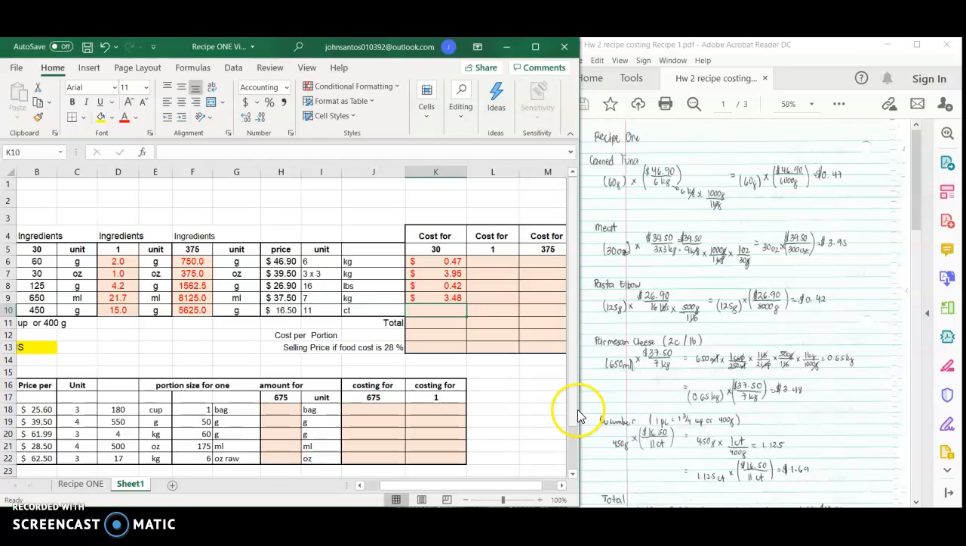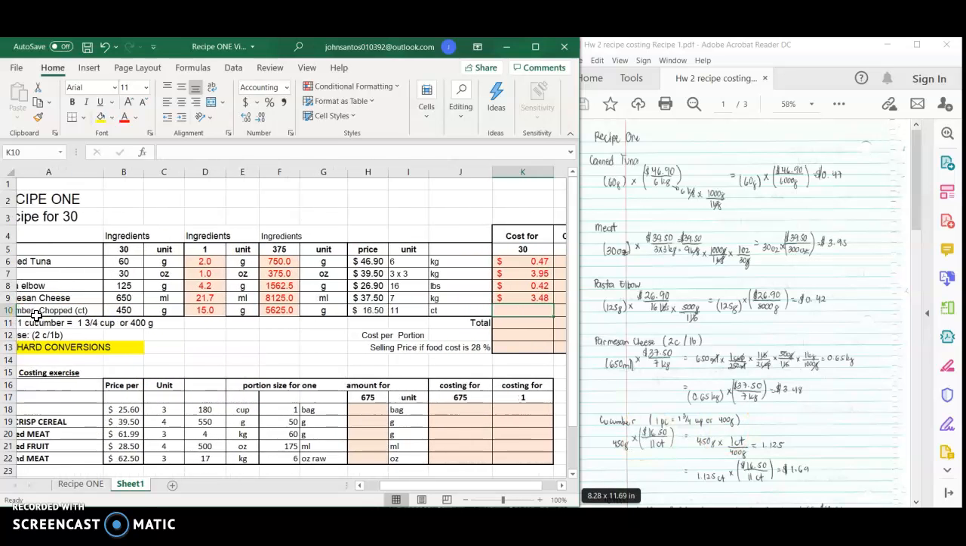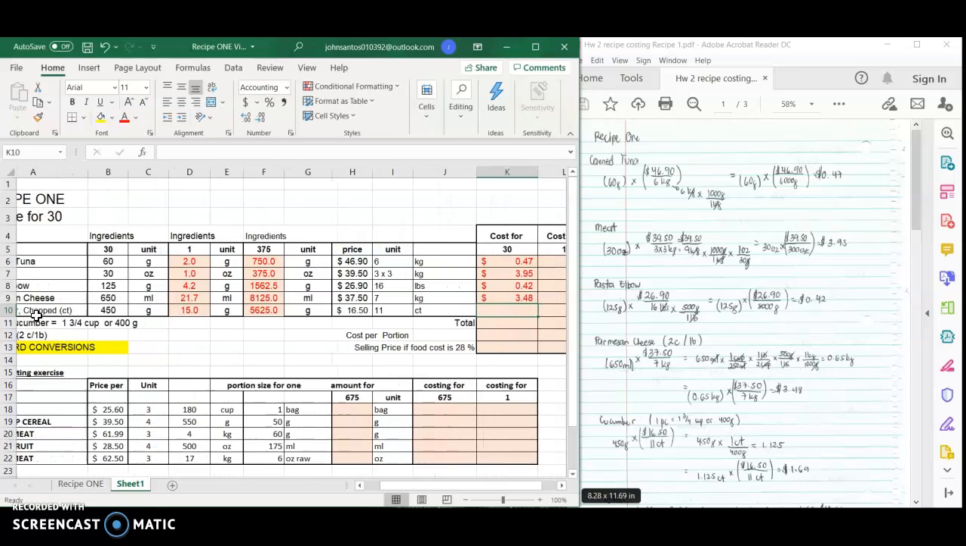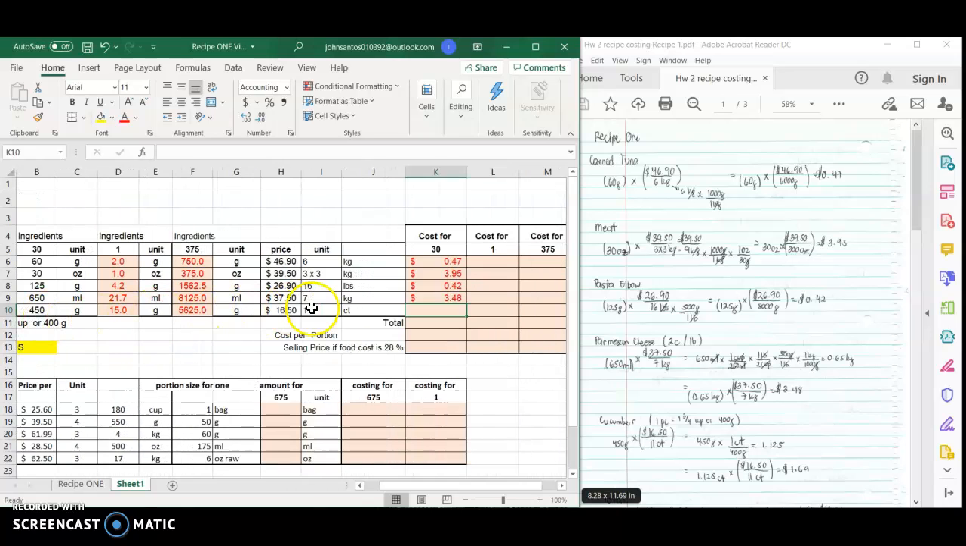Next is the cucumber. So for the cucumber, 1 piece is equals to 1 3/4 cups or 400 grams, and we're given 450 grams for 1 cucumber chopped, and it costs $16.50 for 11 counts or 11 pieces. So what I did is convert the 450 grams to 1 count, which is equals to 400 grams, or 1 piece is equals to 400 grams.